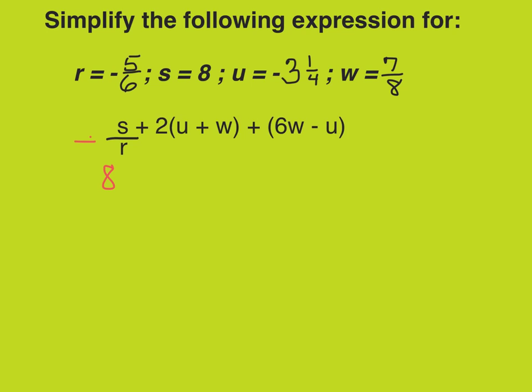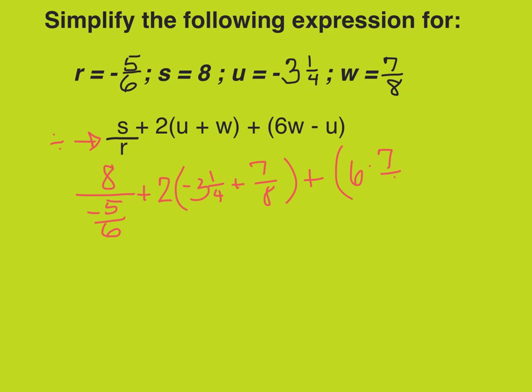And that, of course, is divided by. So that's 8 divided by r, which is negative 5/6. I'm sure this looks a little funny right now, but you'll get used to looking at it like that. And plus 2 times the quantity of negative 3 1/4 plus w, which is 7/8, plus the quantity of 6 times 7/8 minus negative 3 1/4.